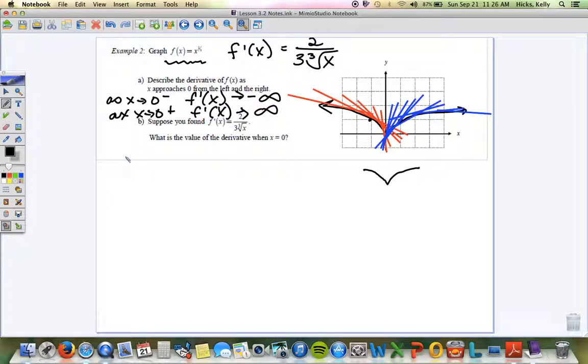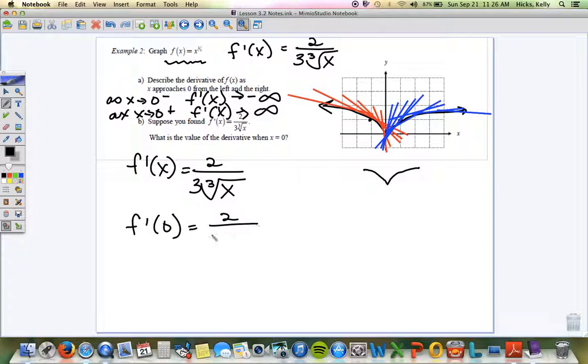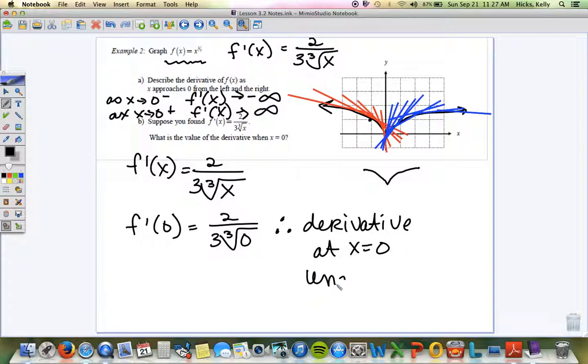So let's look. What is the value of the derivative when x equals 0? Well, if the derivative is equal to 2 over 3 times the cubed root of x, and you want to know what the derivative is when x equals 0, you just simply plug in 0. What happens when you plug in 0 here? You get 0 in the denominator. What does that tell you? That tells you that the derivative at x equals 0 does not exist, or is undefined.